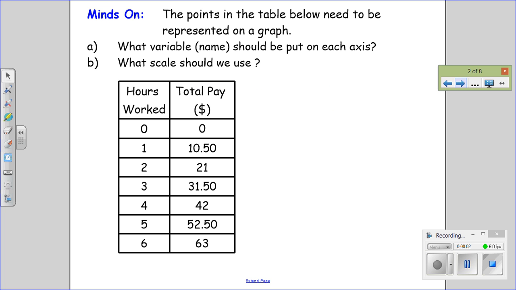Creating a scale. We're going to consider an example to determine how to create a scale. The points on the table below need to be represented on a graph. What variable name should be put on each axis and what scale should we use?